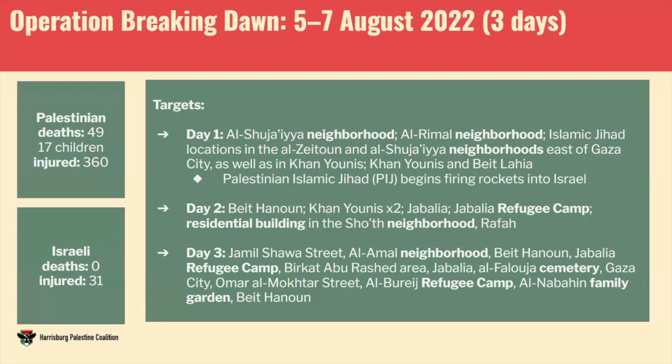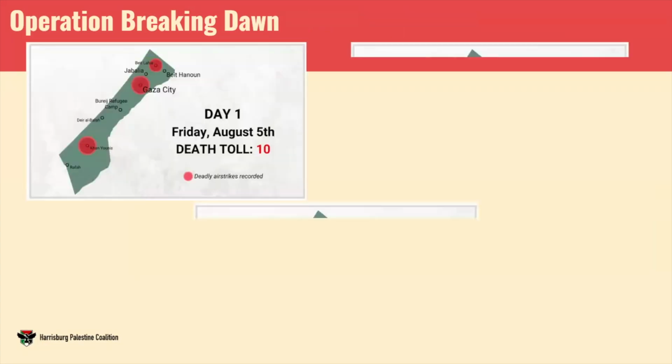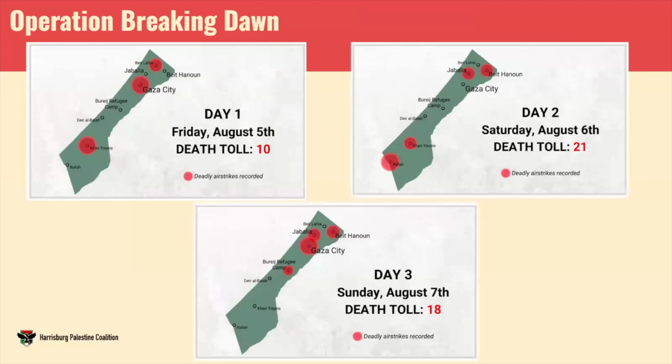So look at the slide and focus on the words I bolded and see if you can notice any patterns there. And then tell me what you notice about that. It's all residential areas. There's no legitimate target really there. And these are maps of the areas they targeted each day and the deaths on each day.